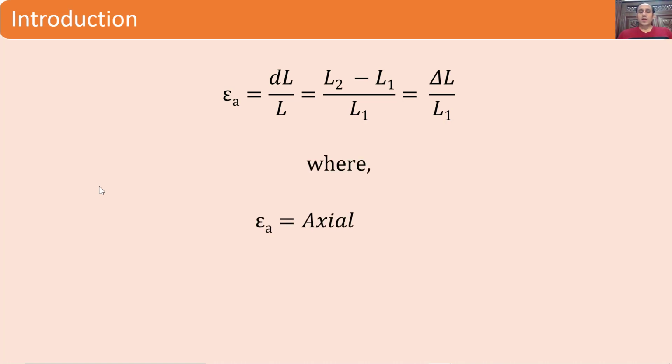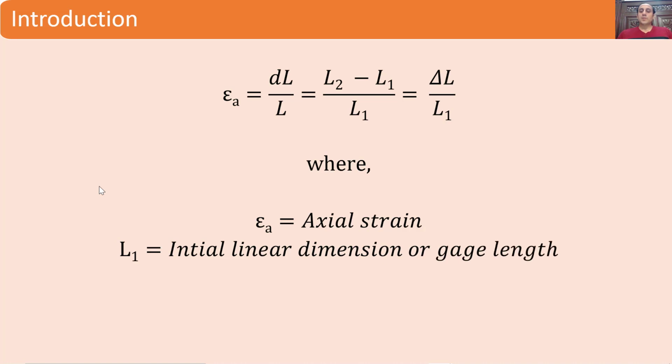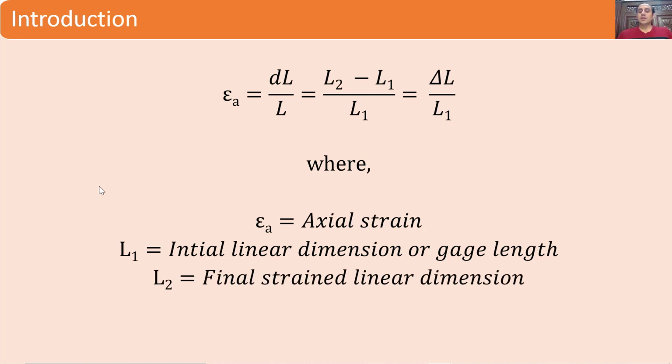So what we have in this expression, we have epsilon A, which is axial strain, then we have L1, which is the initial linear dimension, also known as the gauge length, or you can say its initial length, that's it, L1. Then we have L2, that is the final length after the deformation.